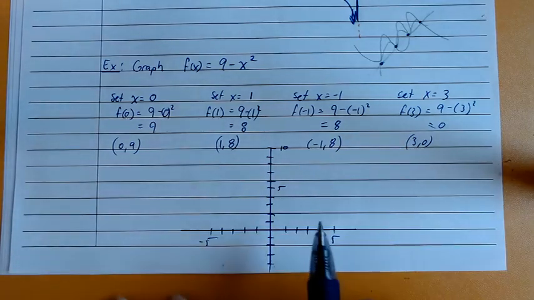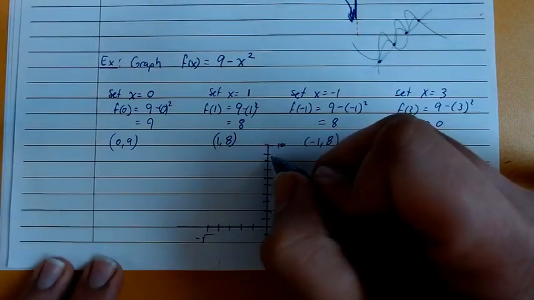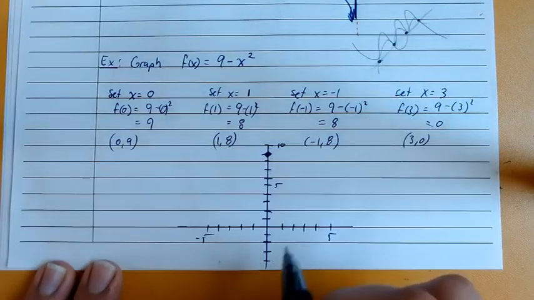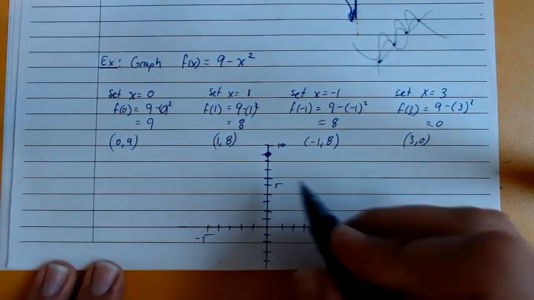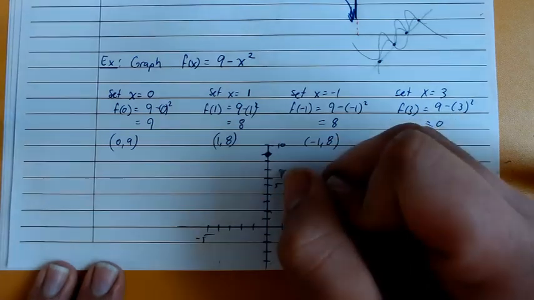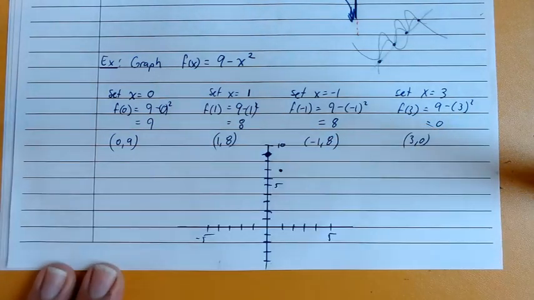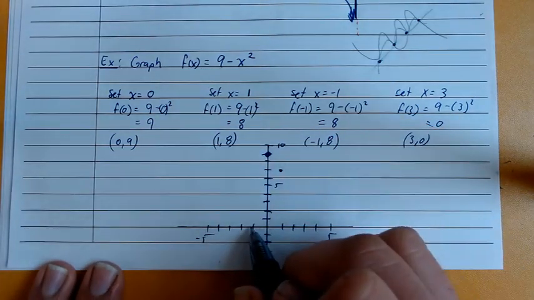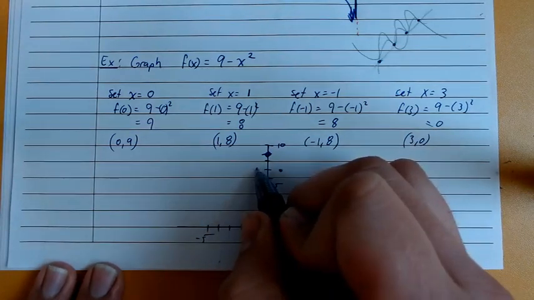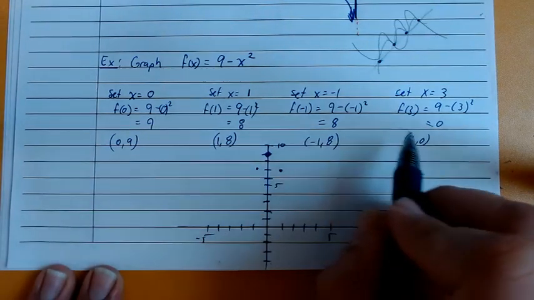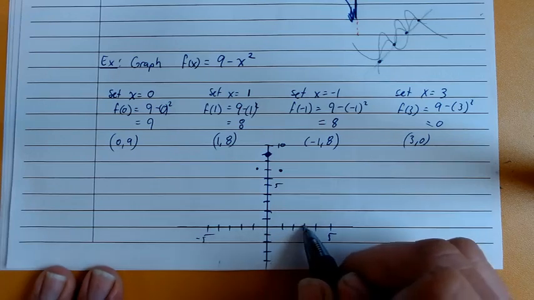All right, so let's go ahead and plot these points. (0, 9), that's going to be up here. Don't go left or right, go up by 9. (1, 8), that's 1 to the right, up by 8. Negative 1, 8, okay, that's left 1, up 8. And (3, 0), that's 3 to the right, and then don't go up or down at all.